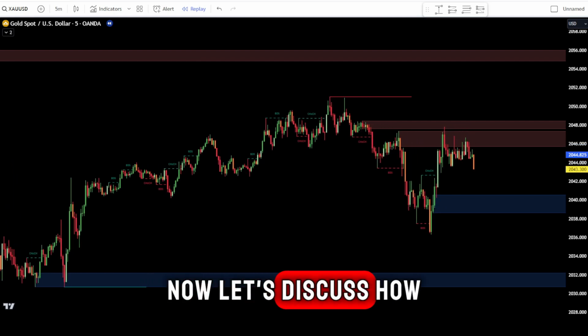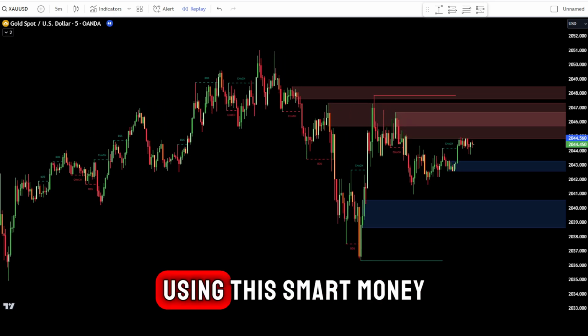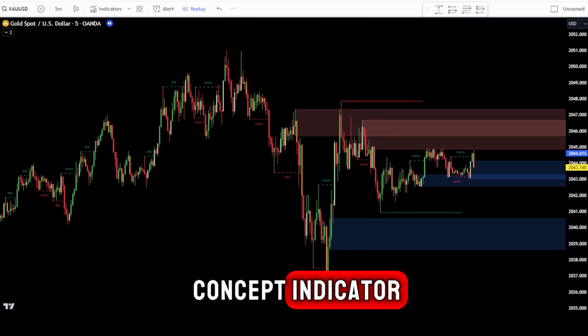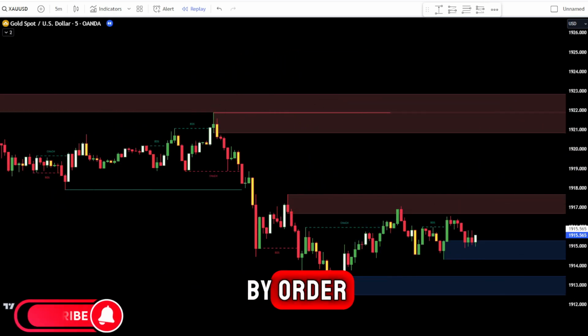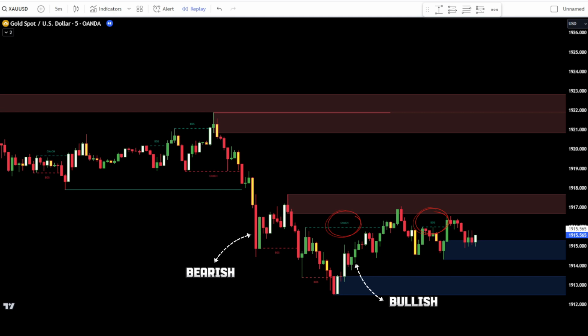Now, let's discuss how to place buy and sell orders in the 5-minute gold scalping strategy using this smart money concept indicator. How to place a buy order. 1. If there is a trend change from bearish to bullish, marked by the appearance of the CHoCH signal, wait for a break of structure or the appearance of a BOS signal on the indicator before placing an entry.